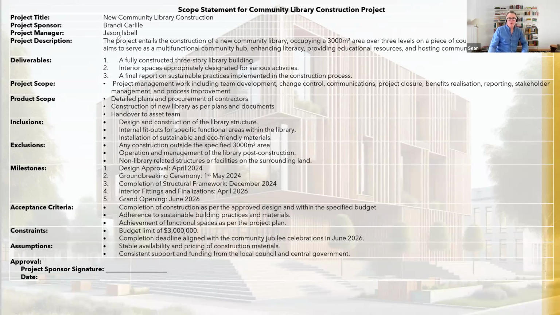We've got a high-level project description of what it is. Obviously, this is very generic and very small about this particular library. In reality, it would be a lot longer than that. We've got a clear description of the deliverables, what we expect. We've got a distinction between the project scope and the product scope. And again, this is just generic and high level.